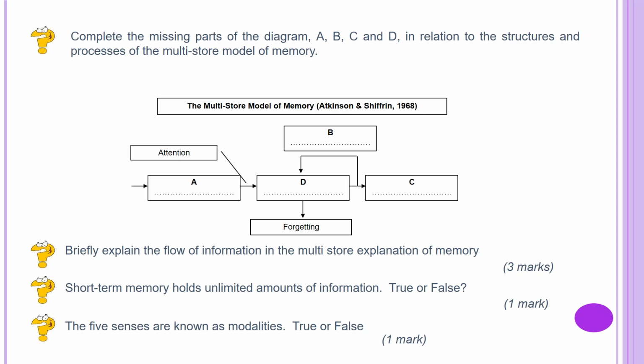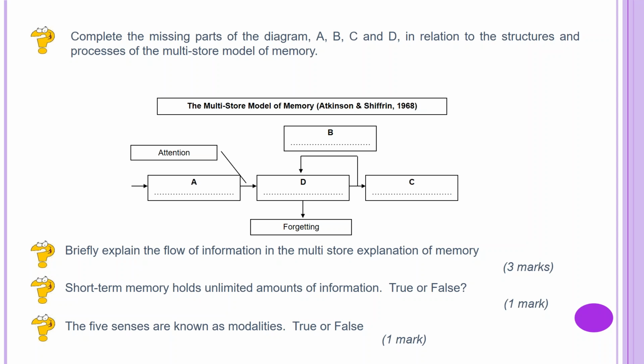I'd now like you to complete the next question. Briefly explain the flow of information in the multi-store explanation of memory for 3 marks. Again, you may want to pause the video at this point.